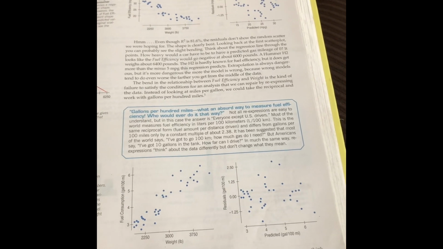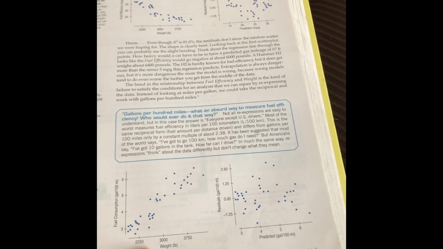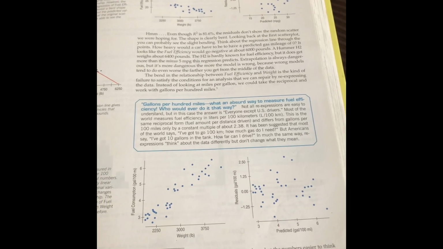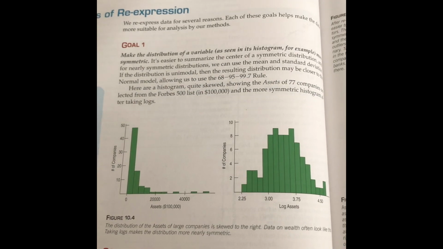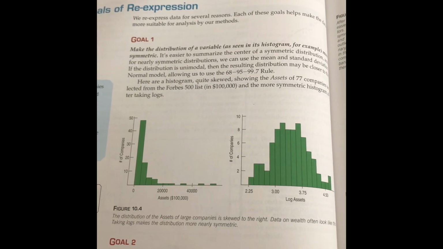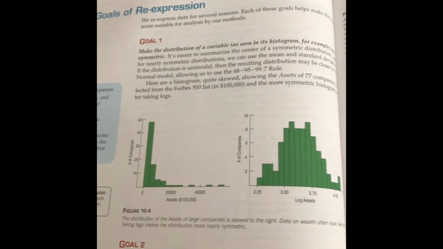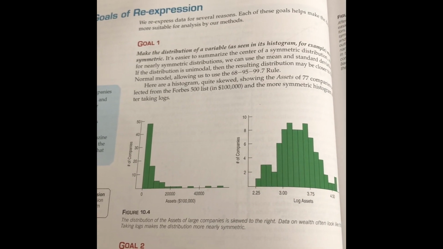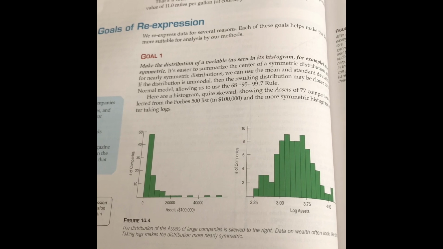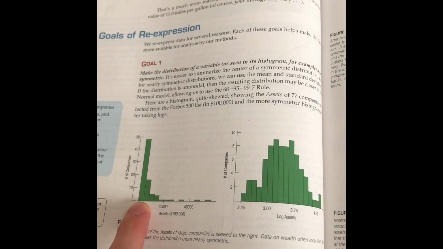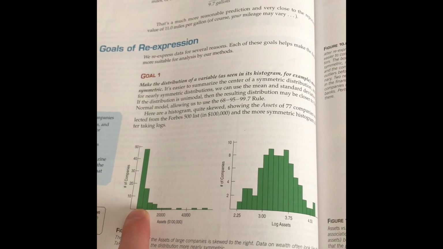So this is talking about how to linearize it. They divided gallons by 100 miles to make it easier for us to understand. This is just another example of some of the goals of re-expression, which is to make the histogram more normal. Right here, they're talking about the association between assets and number of companies. As you can see, it doesn't look normal at all. It is skewed more towards the right here. And then when they use the log of assets, it looks almost perfectly normal.